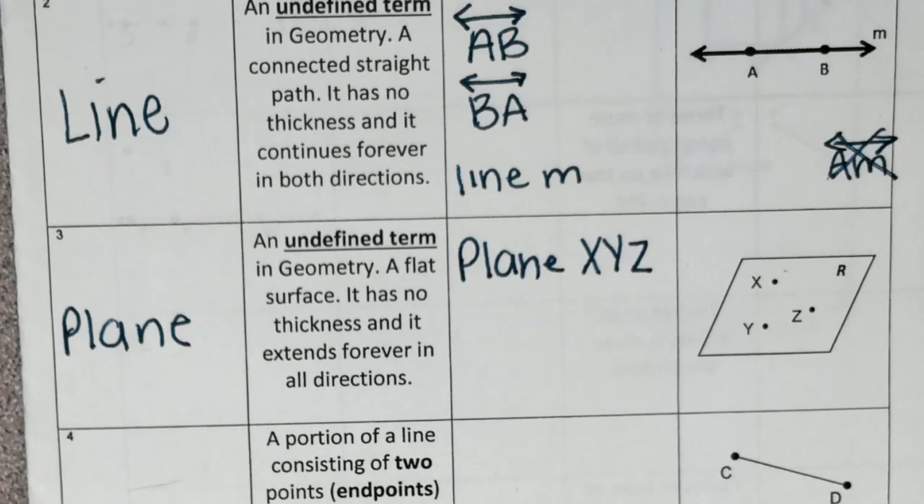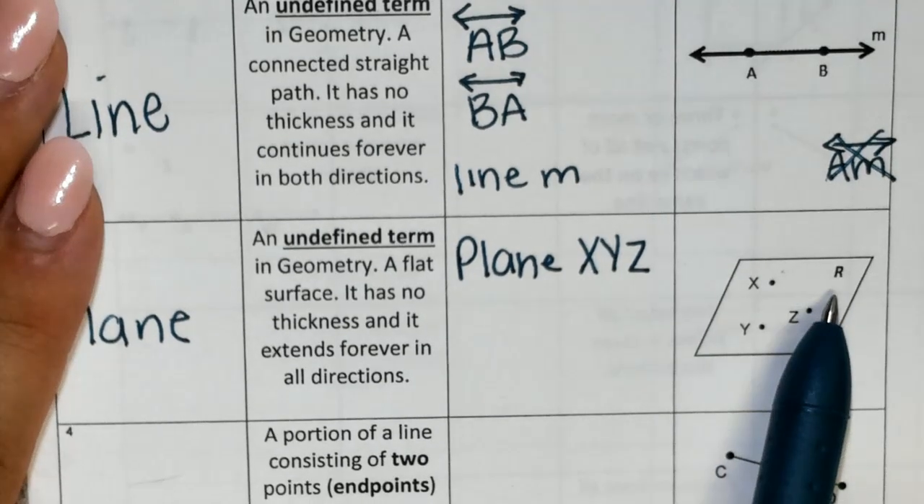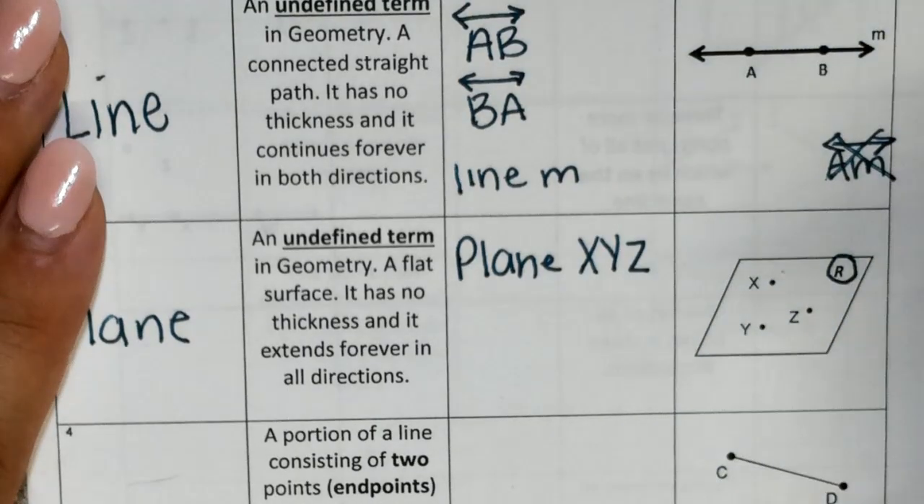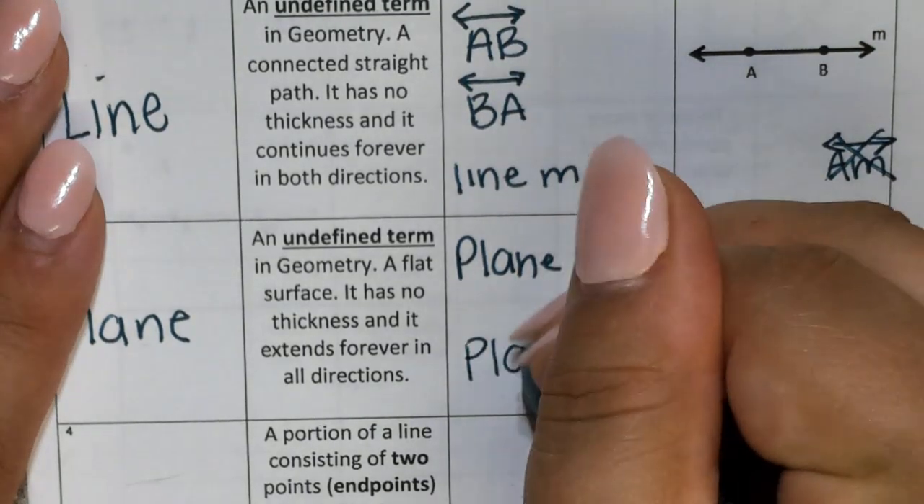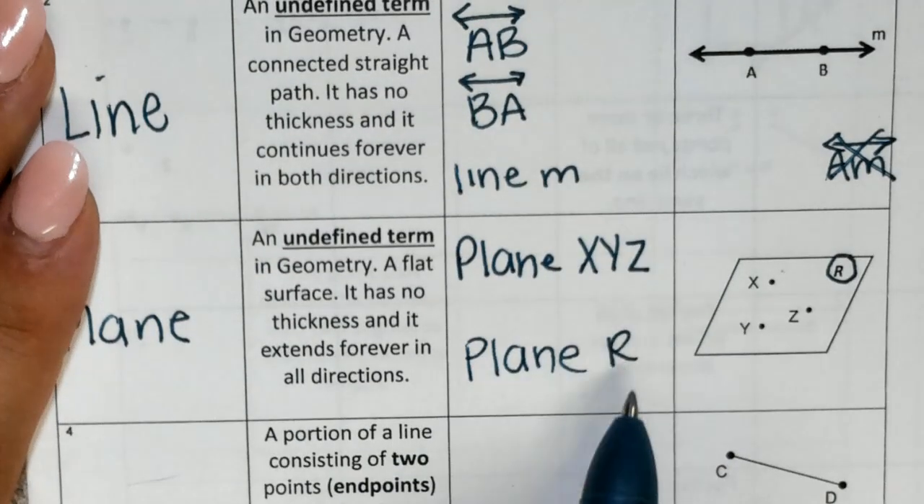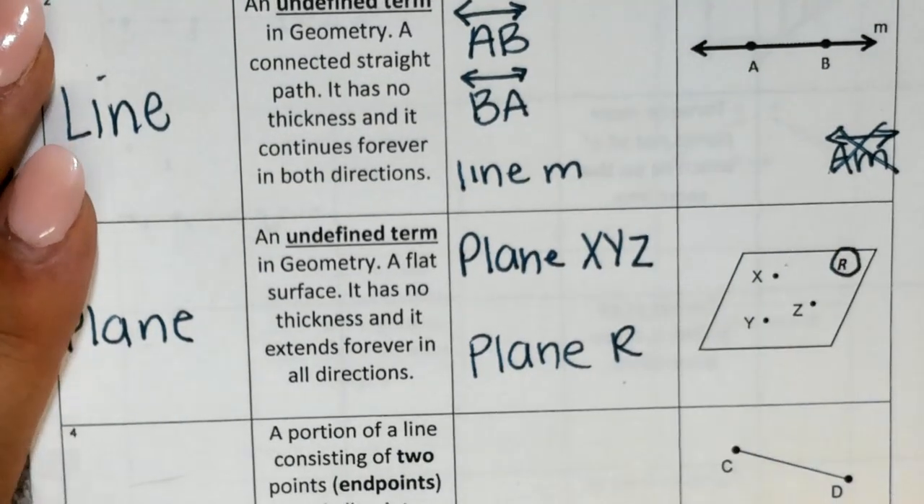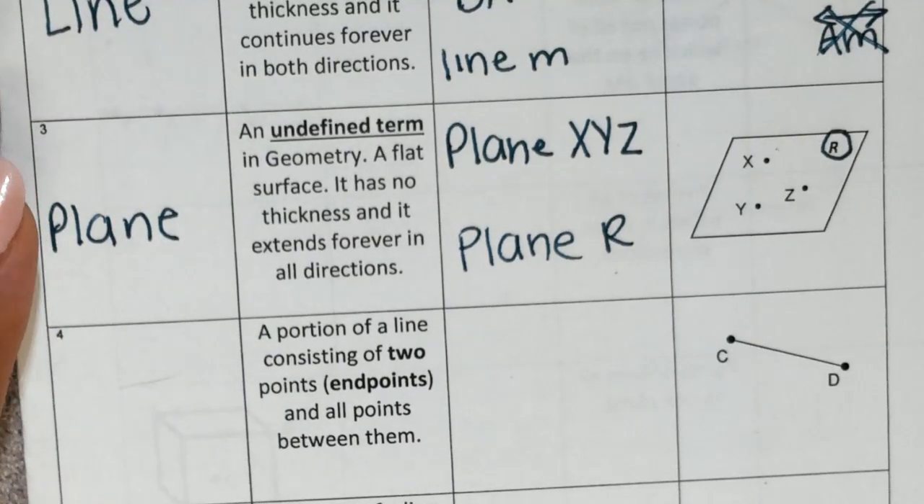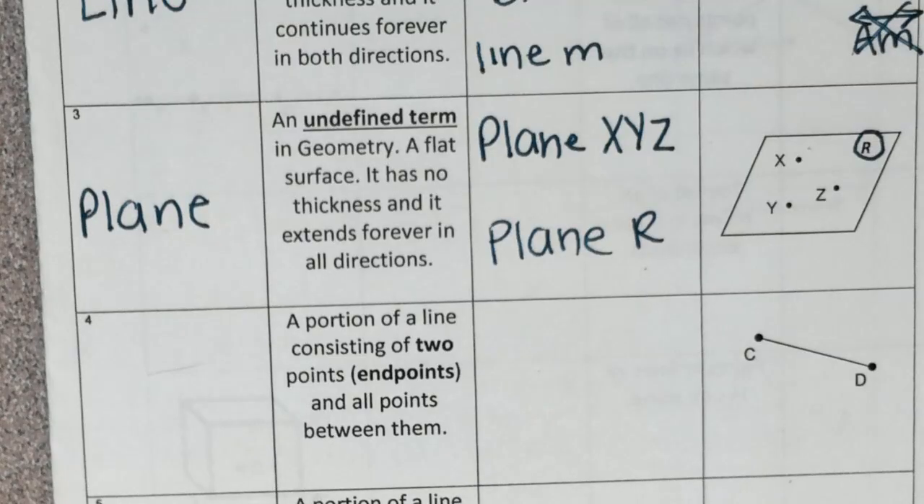Now, could I call it Z, Y, R? Why not? Is there a point with this R? No. This R right here is actually the plane name. So you can call it by the 3 letters, or you can call it by the 1 letter that's not a point. You cannot call it X, Y, R. R is not a point.